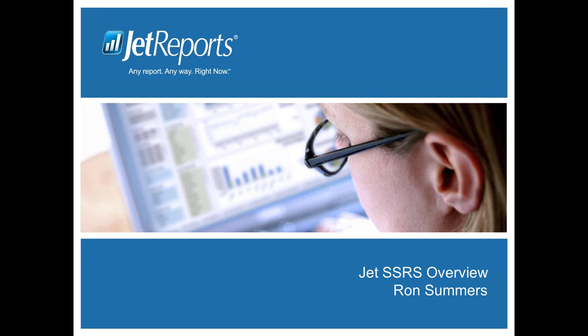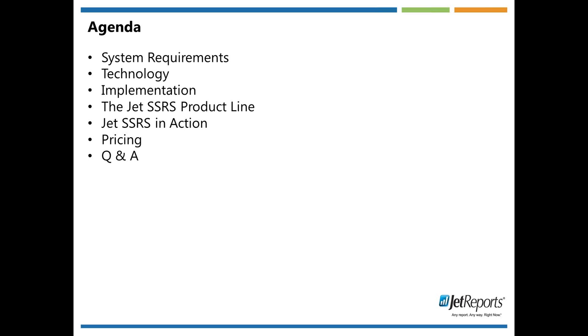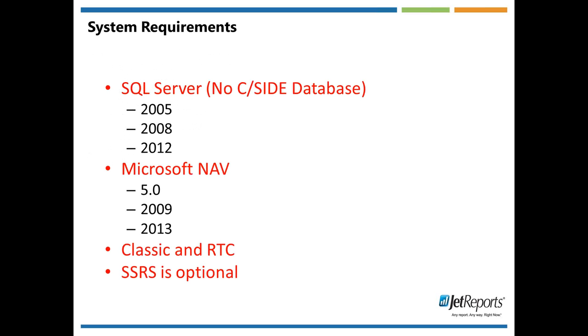Okay, so here's just a quick agenda with what we'll be looking at today. First off, we're going to talk about what the requirements and the technology are to run Pivotier. We're going to talk about what it takes to implement it. We'll look at what the product line is, the different breakouts of the product there, and then we're going to get in and spend the bulk of the time right on the demo part. Talk briefly about how we price, and then get into the question and answer period.